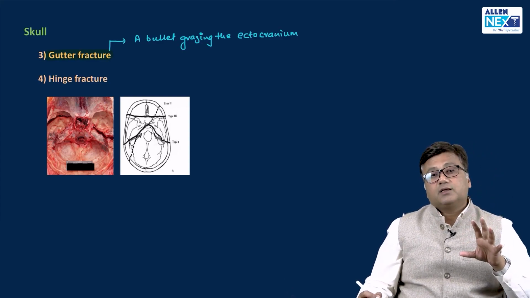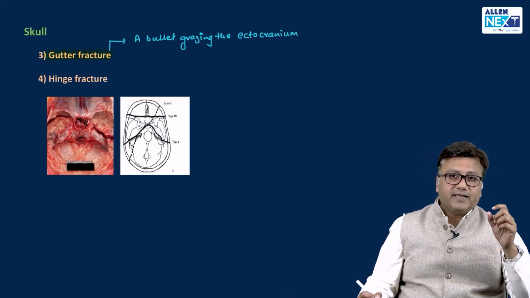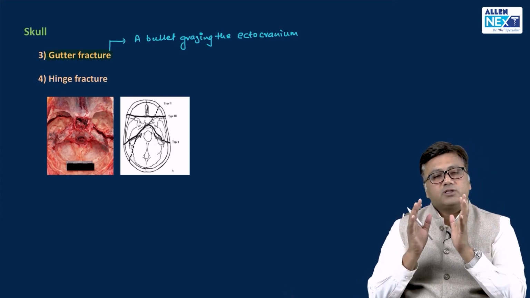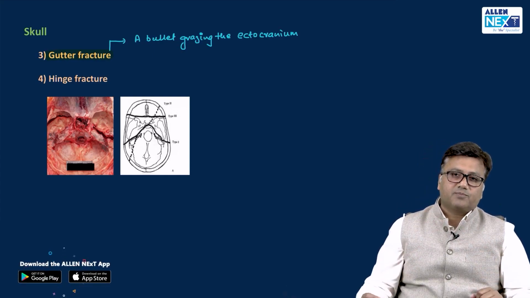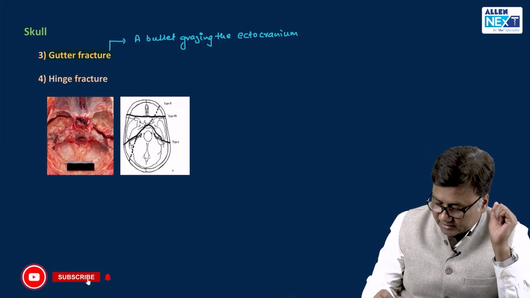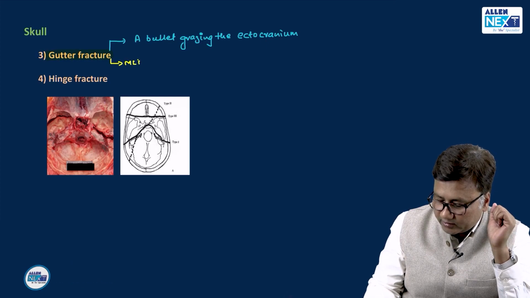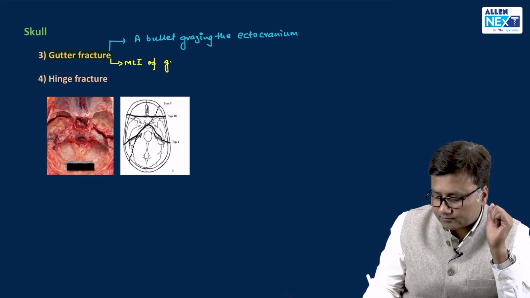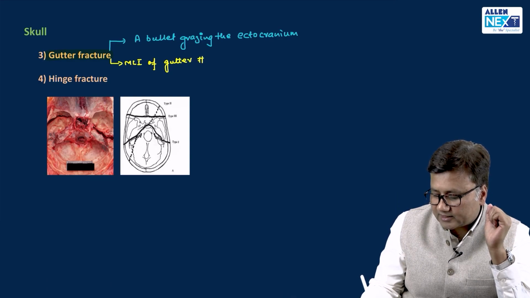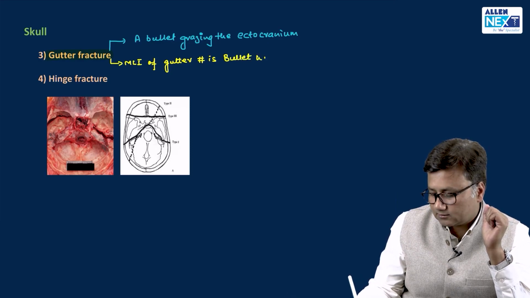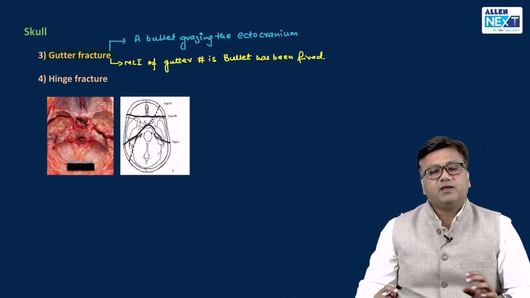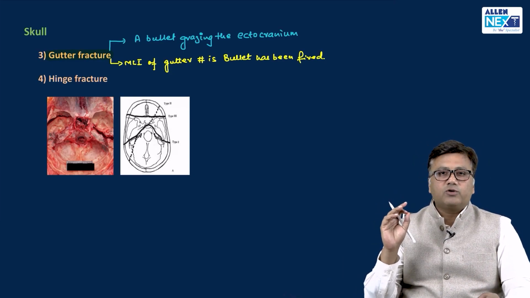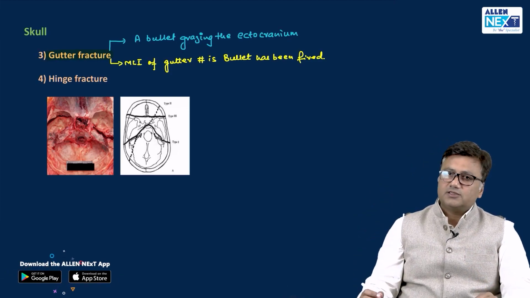So, presence of gutter fracture in the calvaria of skull tells us that a bullet has been fired, because no other weapon has that much velocity to produce that periosteal guttering. The medico-legal importance of gutter fracture is that it tells us a bullet has been fired. It can be the result of a bullet injury only, and that too a bullet grazing the skull.